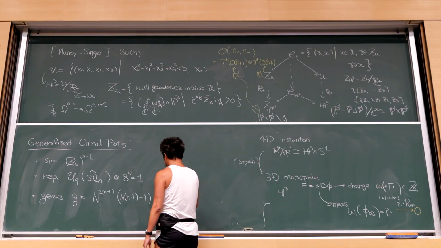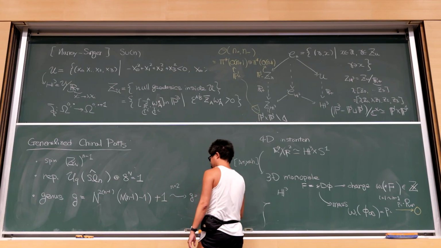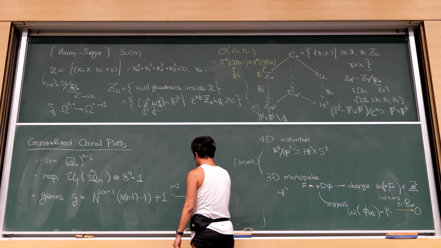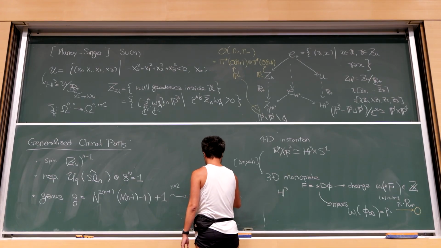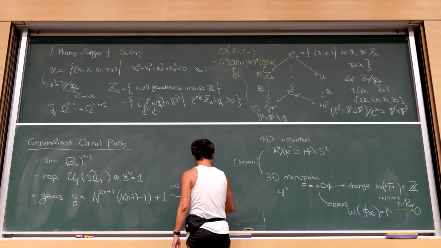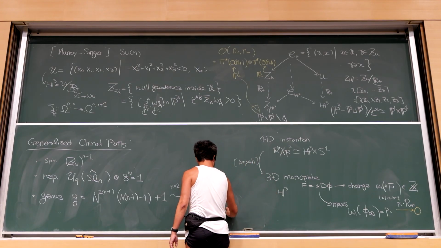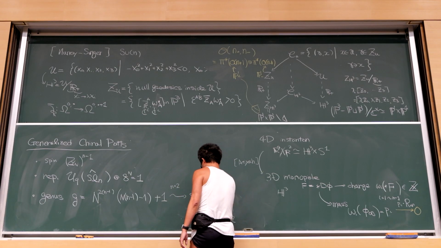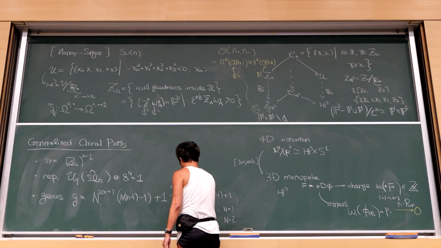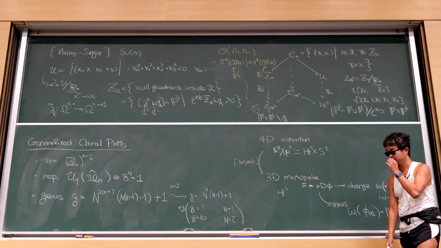And then let's, for example, specialize. So this genus is, I hope I'm getting it correct, N^{N-1}(N-1) plus 1. So for N equal 1, the genus equals 1. But for example, for N equal 2, the genus is already 10. It grows very, very fast.